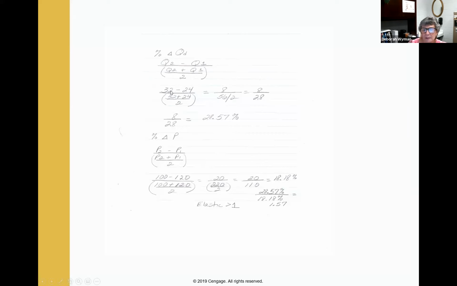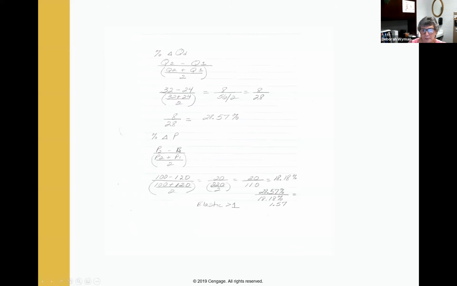So I'm doing this operation first, 32 minus 24 equals 8. And then I'm doing 32 plus 24 divided by 2. So 32 plus 24 is 56. Divide that by 2 is 28. 8 divided by 28 equals 28.57%.